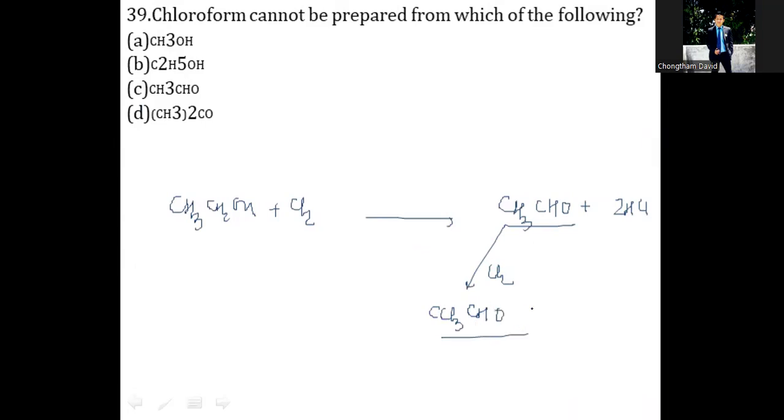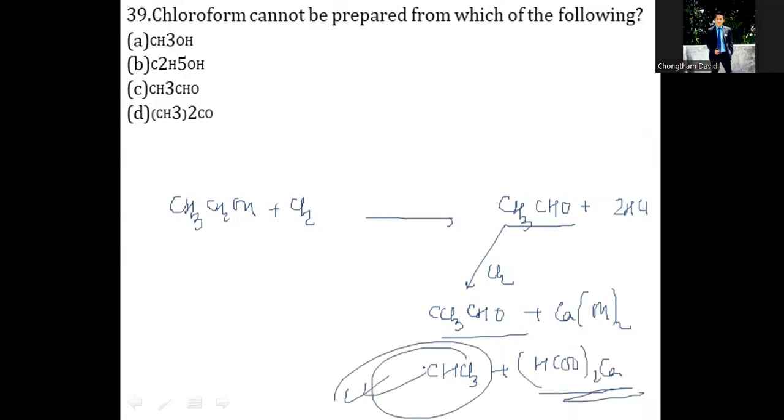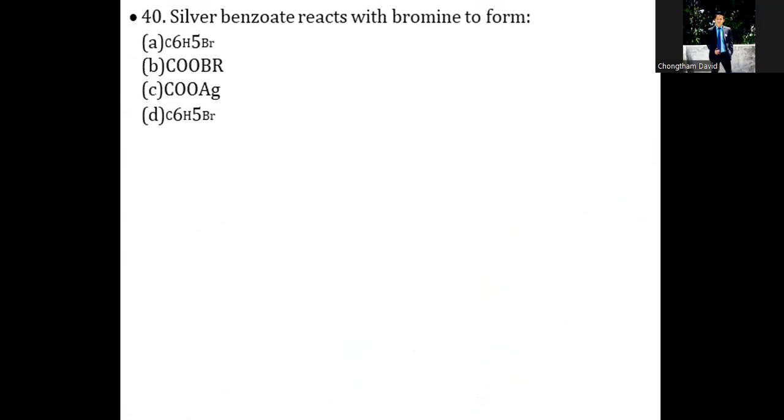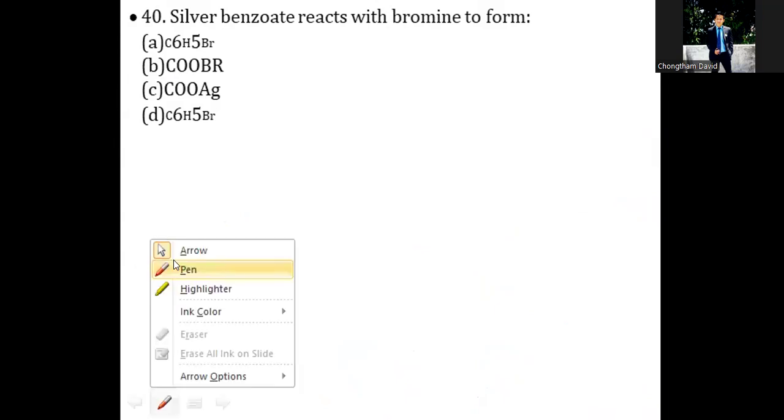And treat this with calcium hydroxide, lime water. You will now generate chloroform, and the byproduct will be calcium formate. This is not useful. Now we're going to check only for the formation of chloroform. So the answer for this is A. You cannot prepare it from methanol. Question number 40. Silver benzoate reacts with bromine to form... This is the Borodin-Hunsdiecker reaction. We have already done this before. We'll simplify this. D.